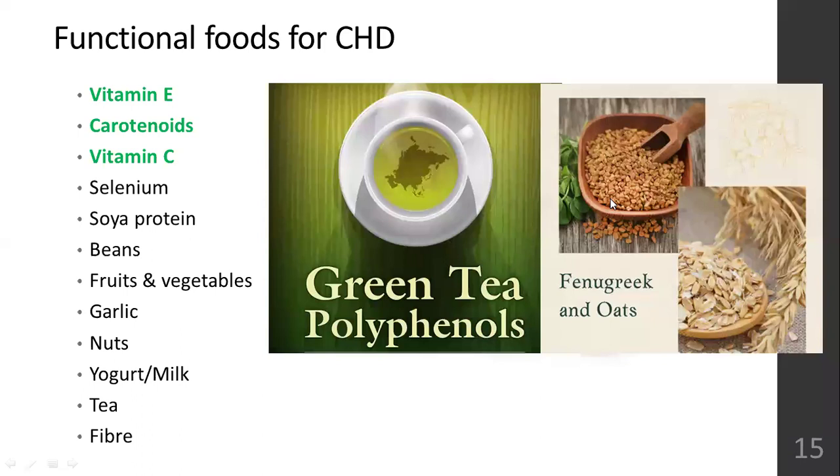Yogurt and milk, calcium and casein. Casein is a protein found in milk that has a hypocholesterolemic effect, that can reduce the cholesterol effect. Calcium rich food in general.